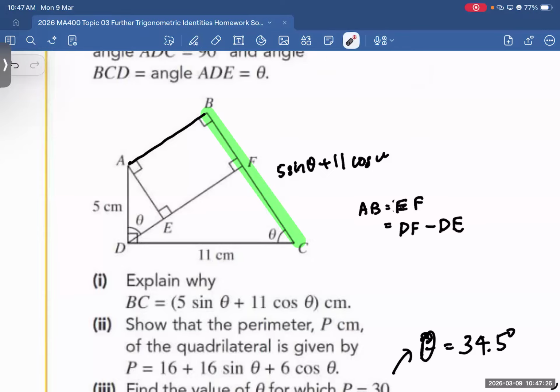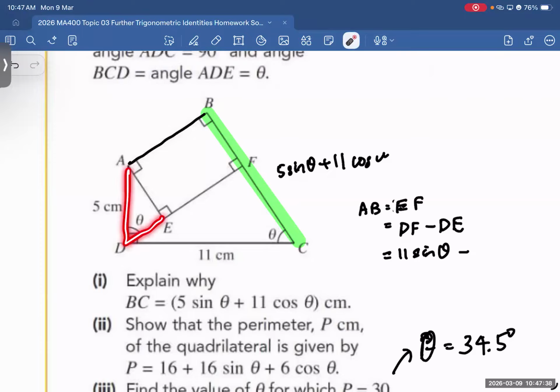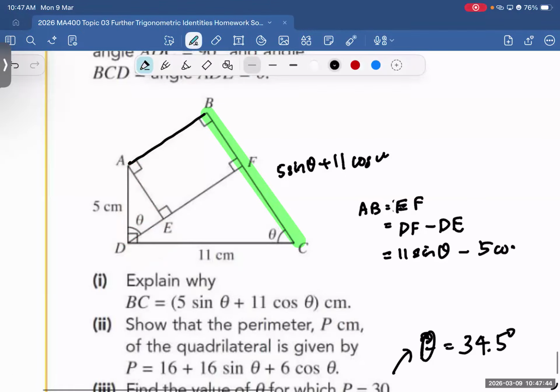I will look at this triangle. What is DF? You can see it's just 11 sine theta. What is DE? Again, I look at this triangle. Look at this, so beautiful, right? This is just 5 cos theta. So this is 11 sine theta minus 5 cos theta.